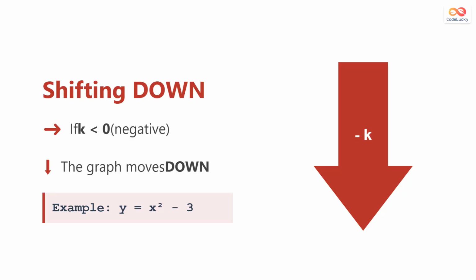Now for the opposite scenario. If k is a negative number, meaning k is less than 0, the graph shifts downward. When you see a minus sign after the x squared, think down. For instance, y equals x squared minus 3 means the entire graph drops by 3 units.